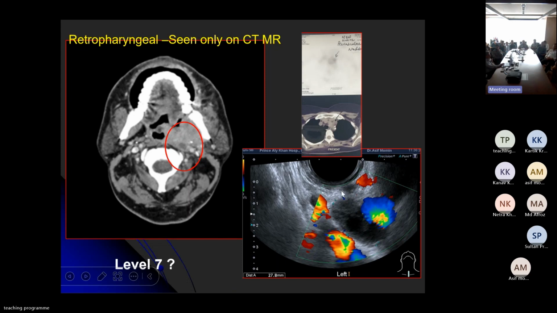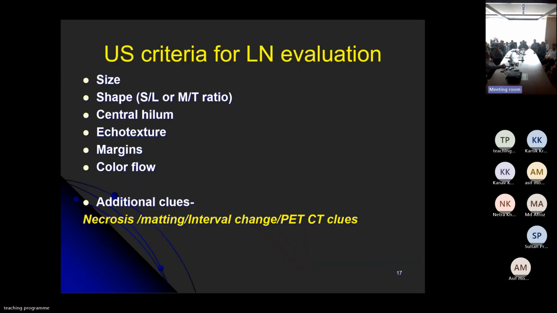This was a papillary cancer node in which we could tell the surgeon that the node is here, and they could dissect it out very easily.